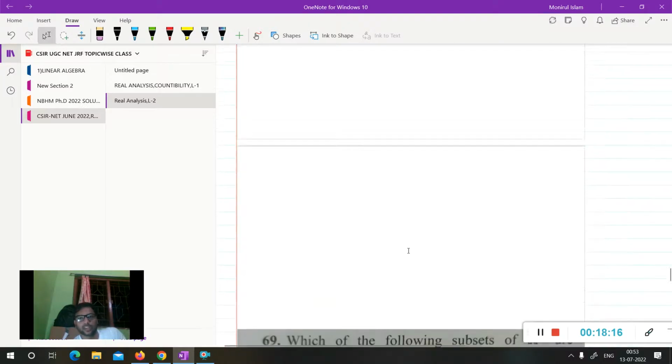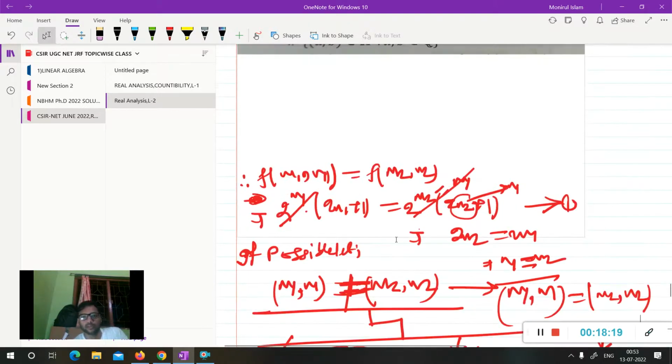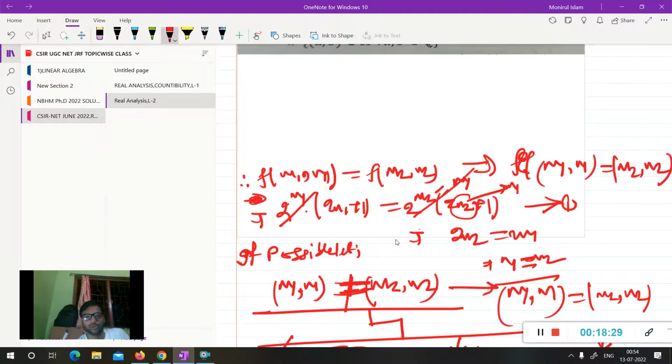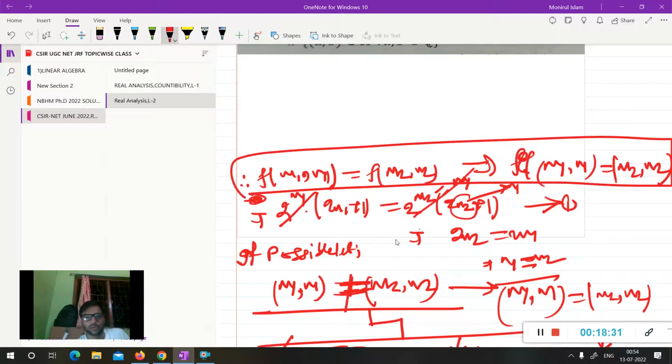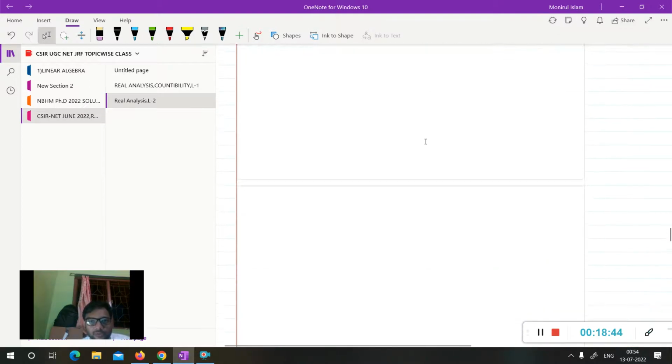So since f of m1 equals f of m2, this implies (m1, n1) will be (m2, n2). So from here you can say f is one-one, or injective. This is the definition of injective: if f of x equals f of y implies x equals y, then it implies injectiveness, so f is injective.